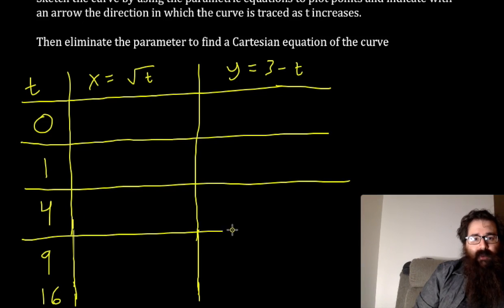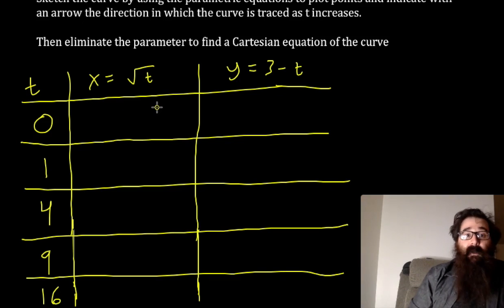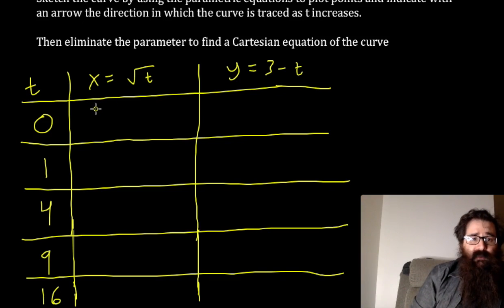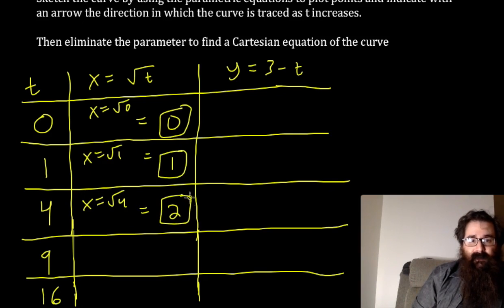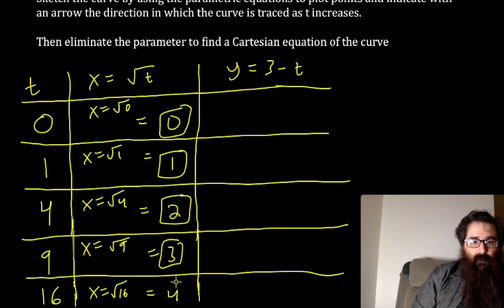I'm just trying to get some points to plot so that I can get some faithful representation of the curve. Now if I go and find x first, if x is square root of t, then when t is 0, we get square root of 0, which is 0. When t is 1, x is square root of 1, which is 1. When t is 4, x is square root of 4, which is 2. And of course, I'm just going to generate these integers increasing by 1, since I picked my t as the perfect squares in order. So square root of 9 gives me 3, and square root of 16 gives me 4.